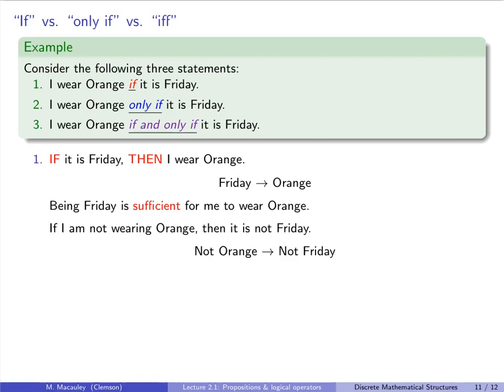Let's do this for the second one now. I wear orange only if it is Friday. This is saying, you won't catch me dead wearing orange on another day, but if I'm wearing orange, you can guarantee that it is Friday. So if I am wearing orange, then it is Friday. In other words, orange implies Friday. That is the converse of the first statement.